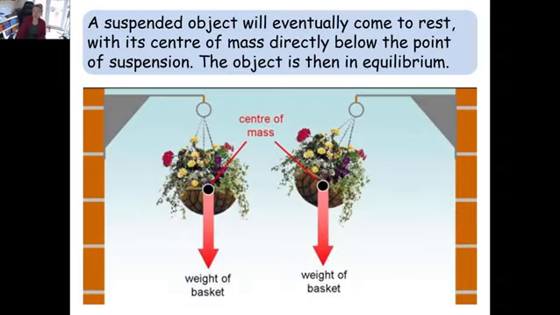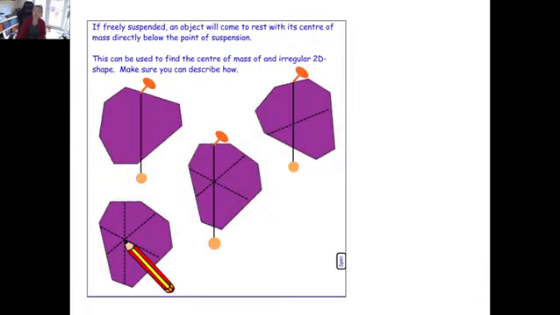Now, it's based on this principle that we have just talked about. So a suspended object will eventually come to rest with its centre of mass directly below the point of suspension. So when you've got a freely suspended object, we know that its centre of mass will be along a line straight over that point of suspension. And that's the principle that we need to use in order to determine the centre of mass of an irregular shaped object.